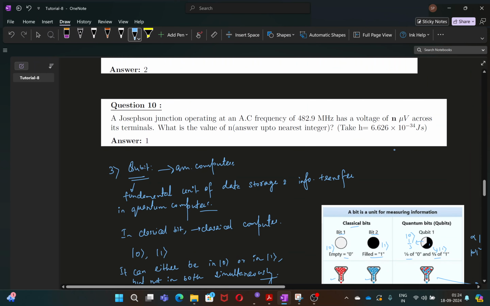Then question number 10 is that a Josephson junction operating at an AC frequency of 482.9 megahertz has a voltage of n microvolt across its terminals. Then what is the value of n?